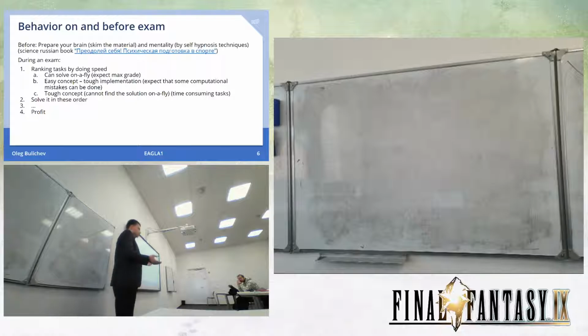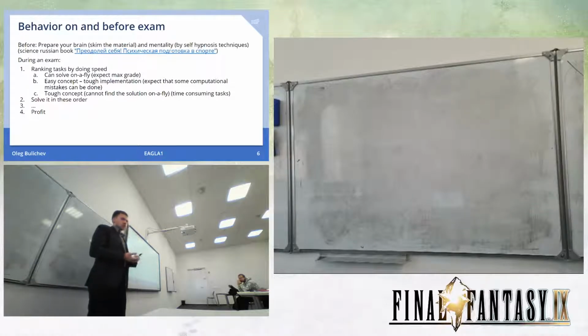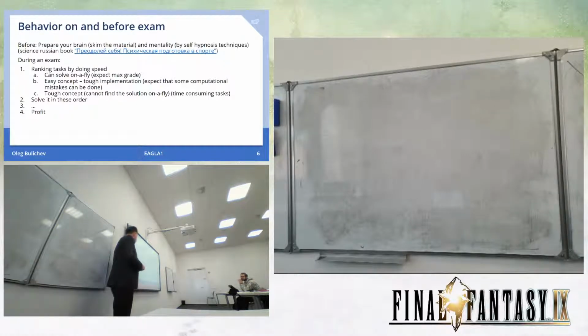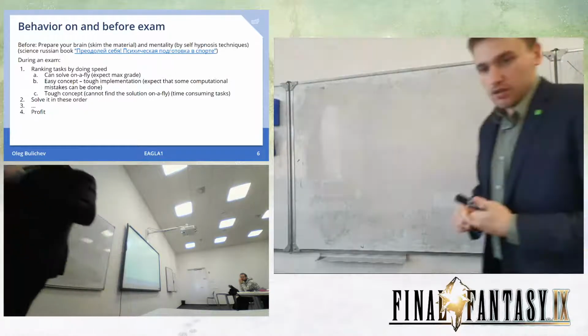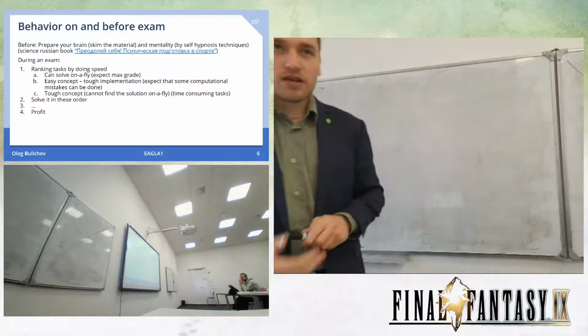Fine, so the easiest task, I will show it during our test. Easy concept, easy implementation. For instance, inverse matrix: easy concept, but tough implementation because you should spend some time on it. Tough concept: you don't know how to solve this task. For instance, proofs. As for me, proofs are not so easy, so it can be there. You rank the tasks and solve from the lowest to the highest. And after that, solve and profit.